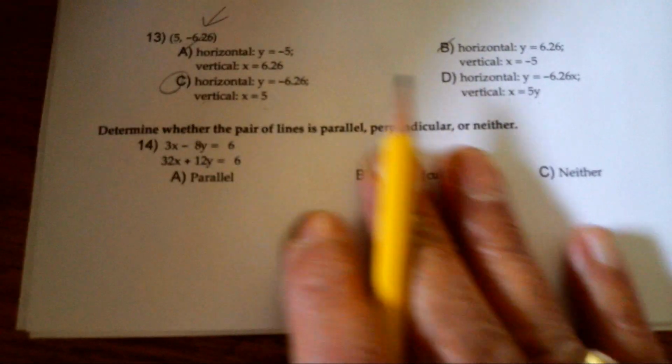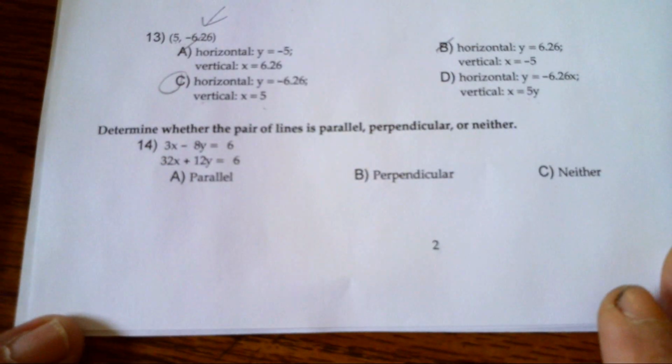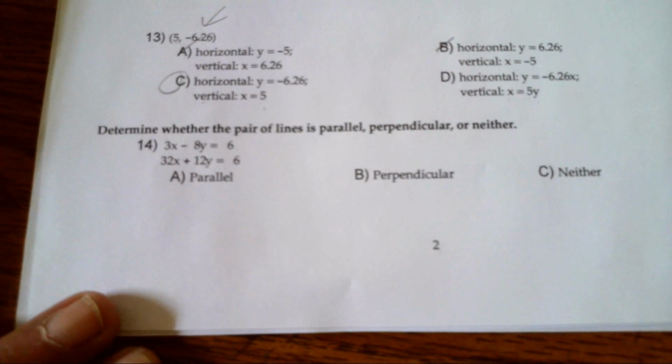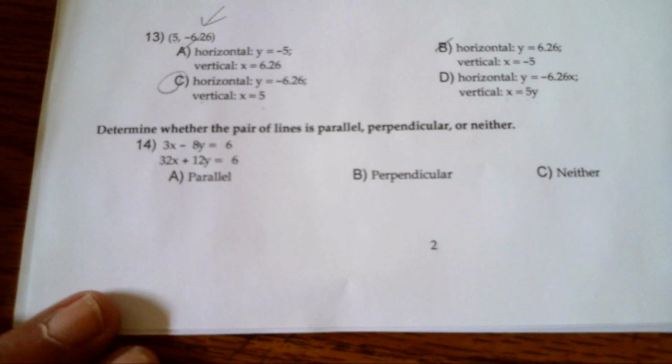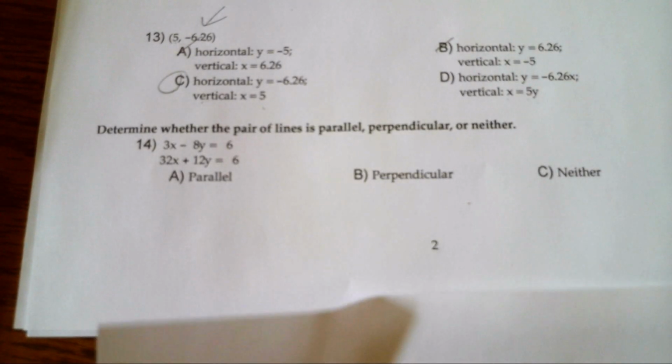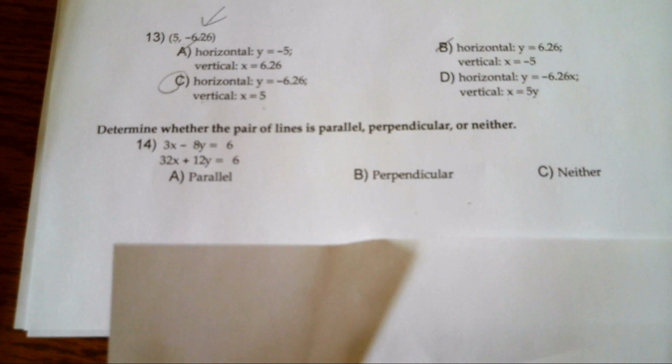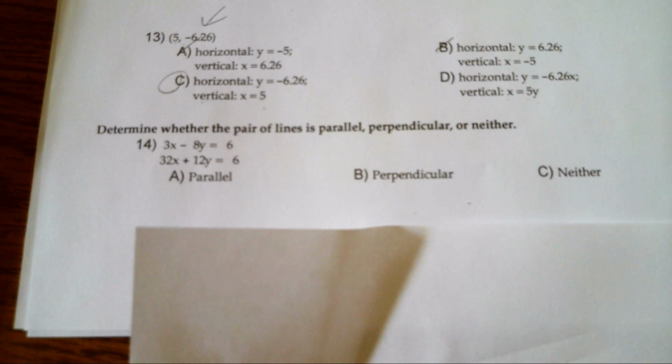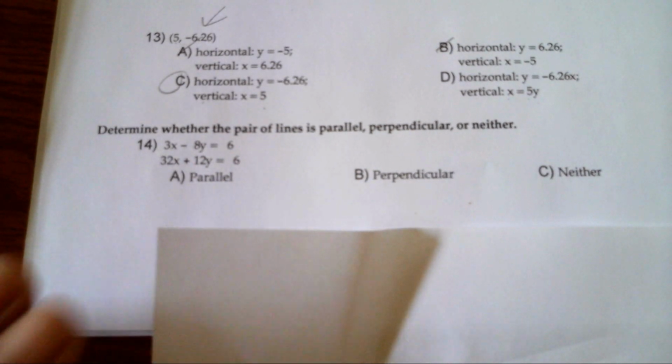Determine, number 14, determine whether you've got parallel lines, perpendicular lines, or neither. Well, you need to know the slope. Parallel lines have identical slopes, perpendicular lines have slopes whose product is -1, they're negative reciprocals of one another. And if neither of those cases holds true, then you've got a neither situation.